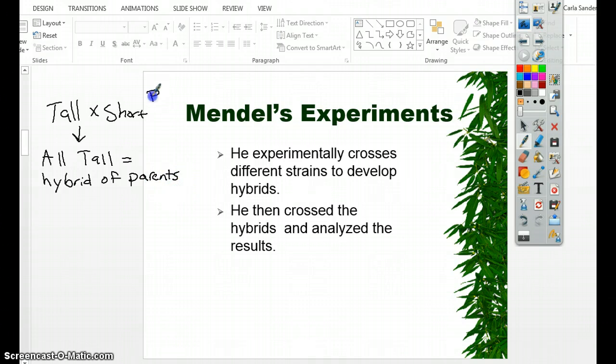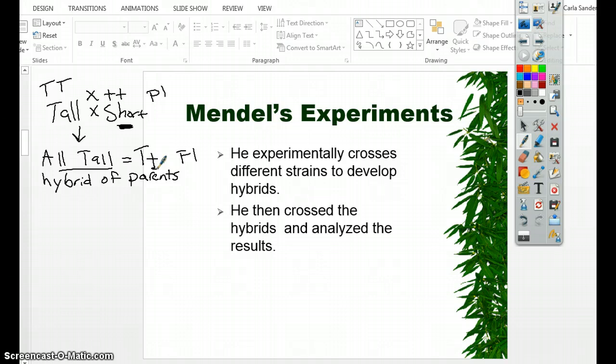Remember, he called these the P1. These were the F1. The reason they were the hybrid is because we had the tall crossed with the short and produced all talls. Genetically, they were a mixture of their parents. Physically, the way they looked, tall. They only looked like one parent. So technically, it looked like this parent's traits disappeared. They didn't. They're just hidden right here.